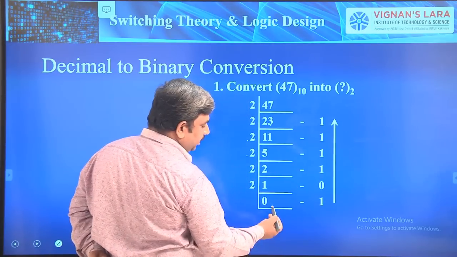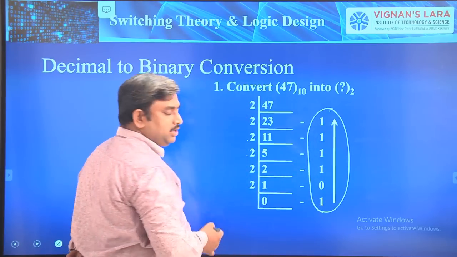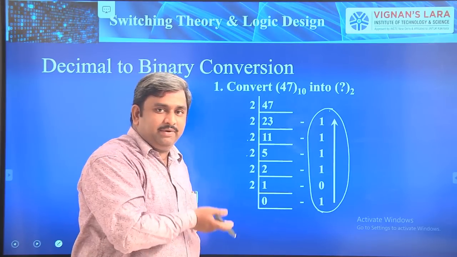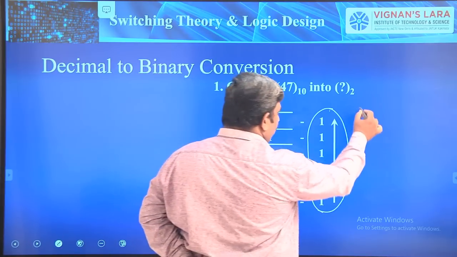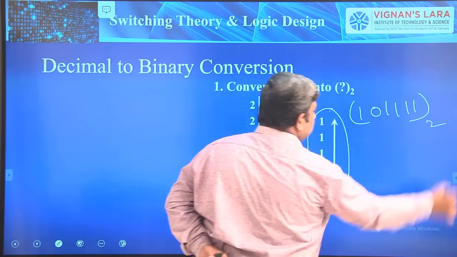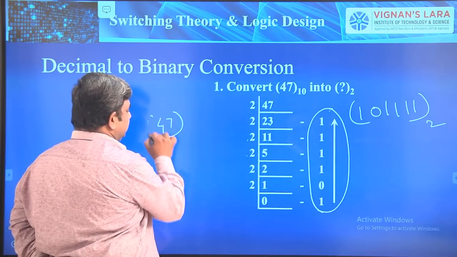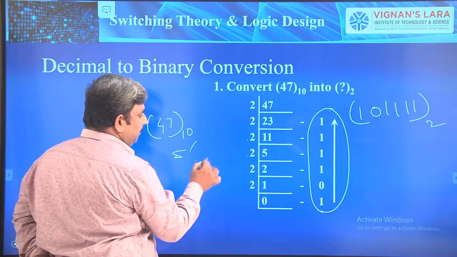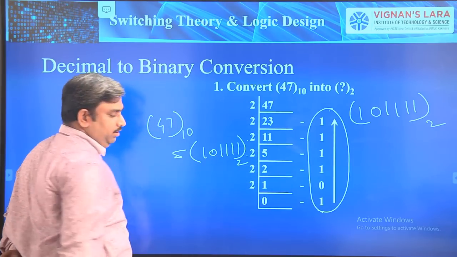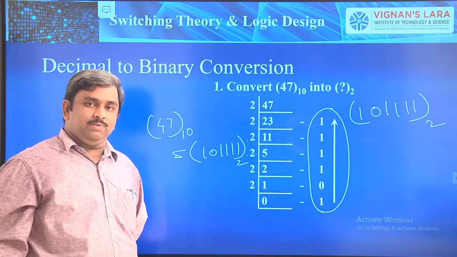So now I got the remainders here. These remainders we have to write from down to top. That is 1 0 1 1 1 1 of base 2. So this is our solution. Here I have 47, which is base 10, and its equivalent binary number is 1 0 1 1 1 1. So this is the conversion procedure for decimal to binary.